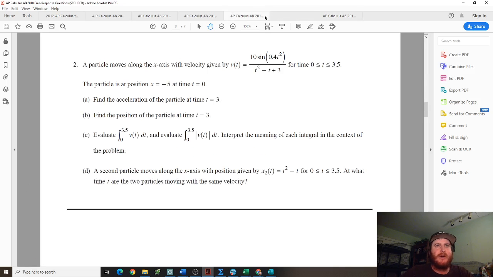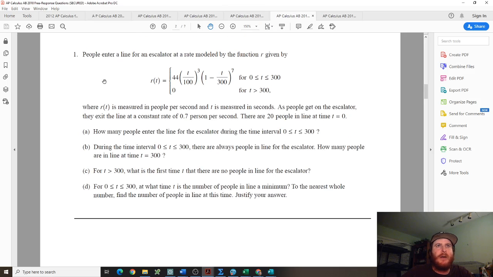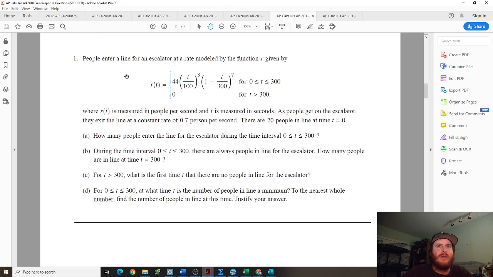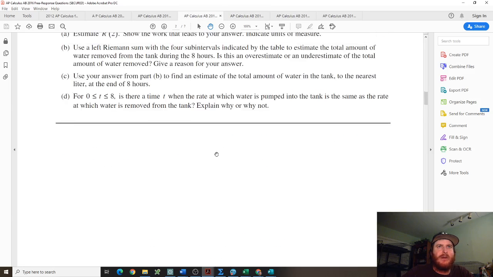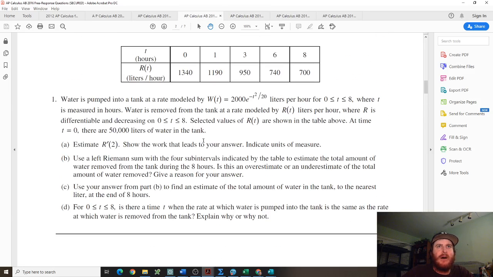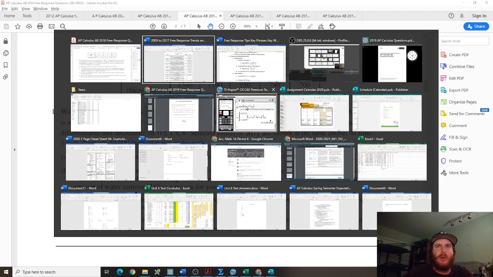Sometimes these questions are kind of repeated with a table as well. Here's another one: people enter, right? So this is a rate in, rate out question. And sometimes they'll give you a table as well. I think I had one right here where, yeah, this one gives a table for the out, and it gives an equation for the in. So this one's kind of combining the table question with the rate in, rate out question.